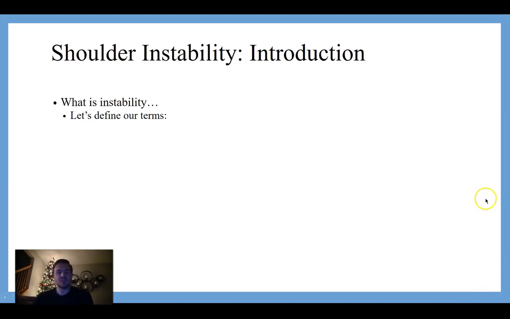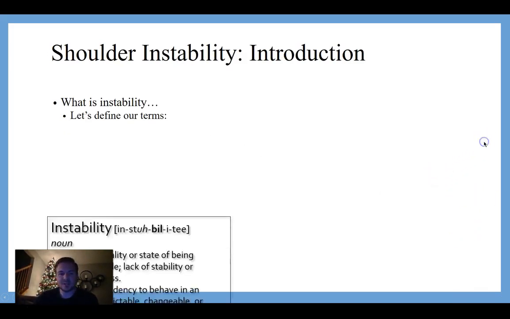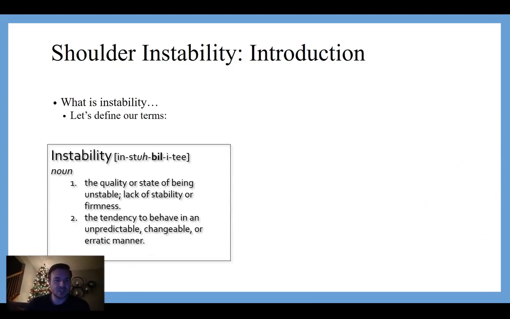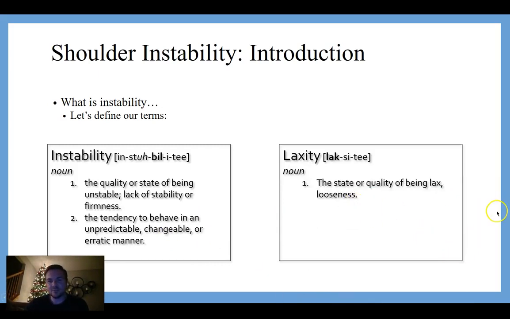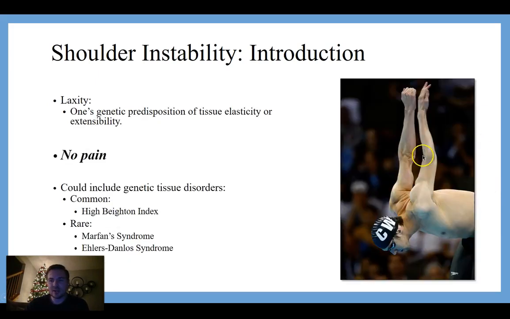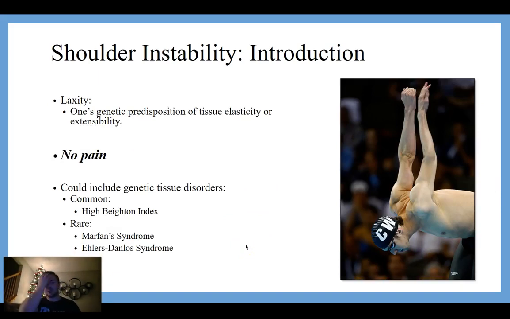So shoulder instability, what is instability? Well, let's define our terms. Instability is the quality or state of being unstable, lack of stability or firmness, and the tendency to behave in an unpredictable, changeable, or erratic manner. Laxity is the state or quality of being lax or loose. You have humans that have both of these. Laxity may be one's genetic predisposition of tissue elasticity or extensibility. This means they have no pain. They're just very flexible. We all know people like this.